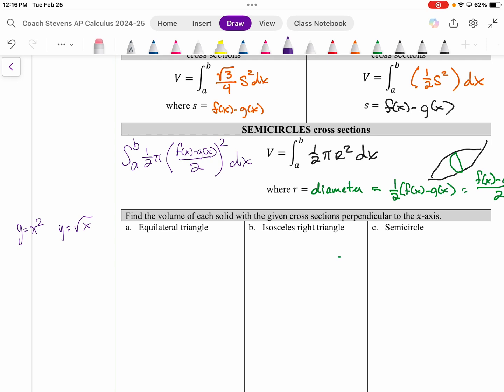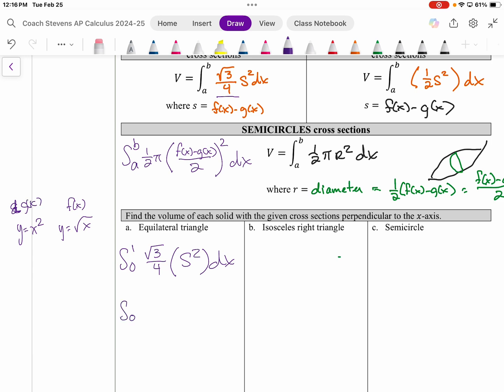We know our integral was from 0 to 1. And now I have to figure out, okay, what's the formula for the area of an equilateral triangle? It is the square root of 3 over 4 times my side length squared, dx. So I've just got this generic thing set up first. The next thing I'm going to do is fill in my side length. The square root of x was on top, so this is technically my f of x. That was my g of x.